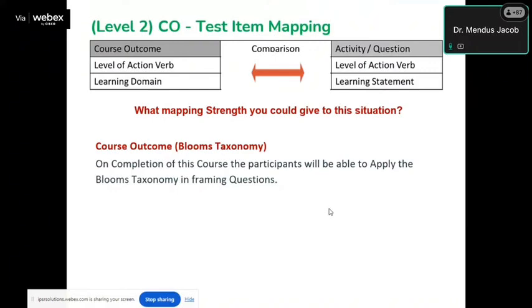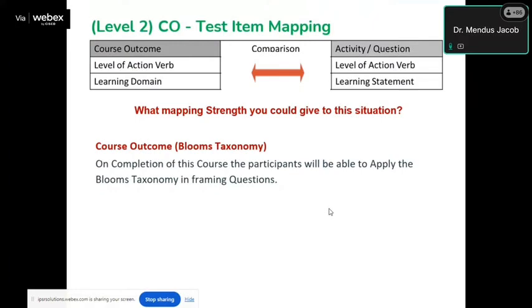So every question, if you want to frame by using Bloom's taxonomy, it should start with an action verb. The same way with the course outcomes, as we have seen some examples. The course outcome also starts with an action verb, and there is a learning domain after that. Now, we will discuss with an example so that you can understand it easily.